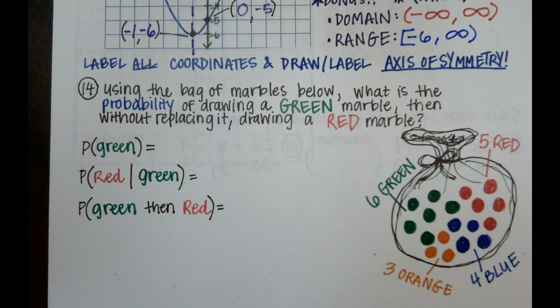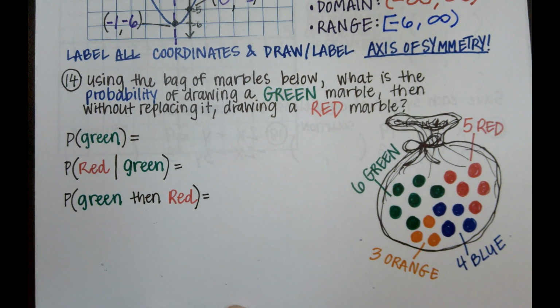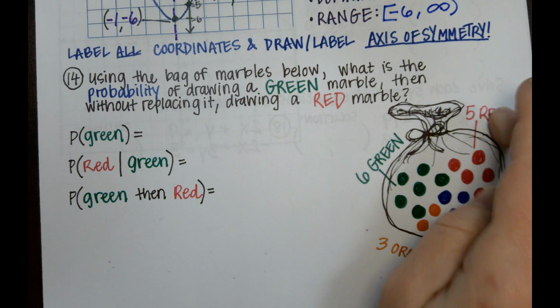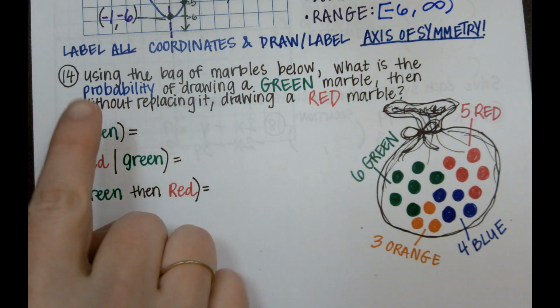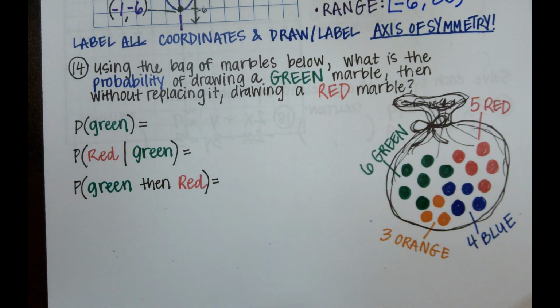Now we're looking at probability. So we are referring to this bag of marbles. I drew them, but just in case the copier did it kind of funny, I also wrote the number of marbles here. So I am asking you, what is the probability of drawing a green marble, then without replacing it, drawing a red marble? 6 out of 18. Okay, is that green? Yes, ma'am.